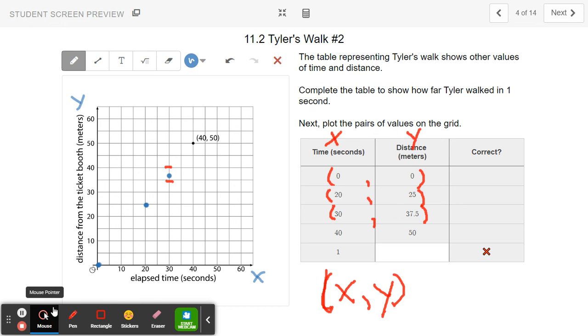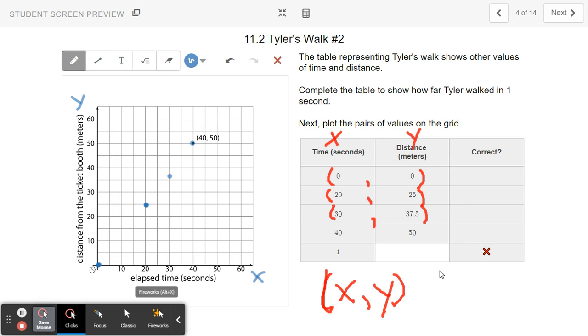Another trick that you might consider is that I know this is a proportional relationship, and I remember proportional relationships make a straight line from the origin. So that can sometimes help me know where to plot these as well. I know it has to be lined up with these other points. Okay, 40, 50 is already on our graph. It's right here, so they already gave that to us.